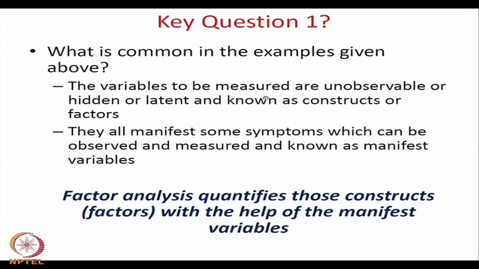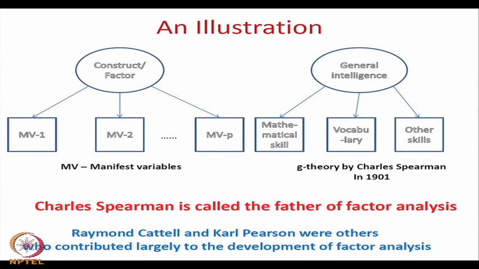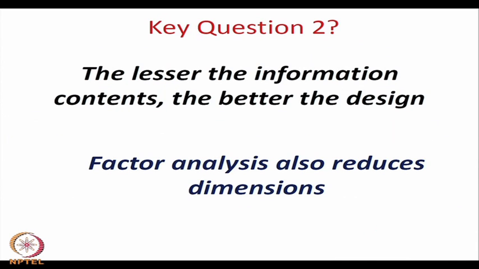The variables to be measured are unobservable, you have seen that, hidden or latent, and known as constructs or factors, we have discussed. They all manifest some symptoms in terms of x. So, this is f, this one is x. Factor analysis quantifies those constructs or factors with the help of manifest variables. That is the first thing we are doing in exploratory, and in confirmatory also you will be doing the same thing. So, this is the illustration. Now, key question 2.